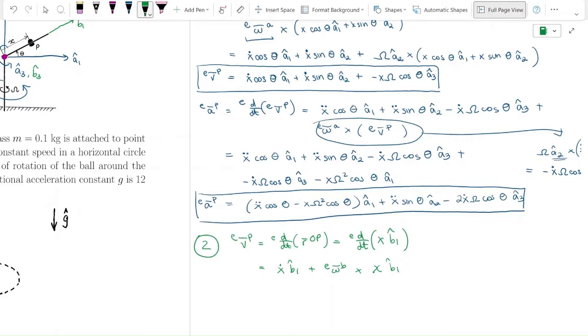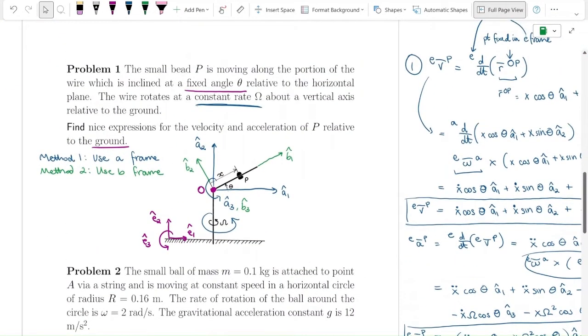So the question is, what is the angular velocity of the B frame with respect to the E frame? This is kind of weird because this B frame, if you visualize it spinning, it's spinning around this axis, kind of swiveling around, you know? Maybe think about it and try to visualize how it looks. But even from just this diagram, you can tell that the angular velocity, as we said for the first method, points in the direction of A2 hat, based on the right-hand rule.